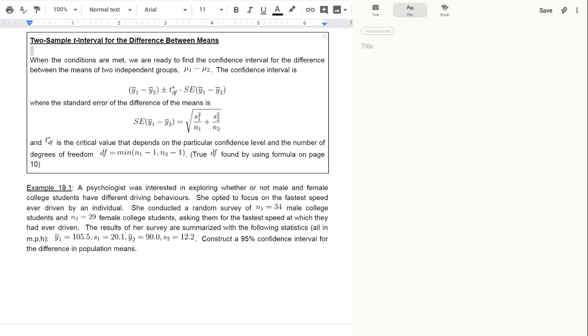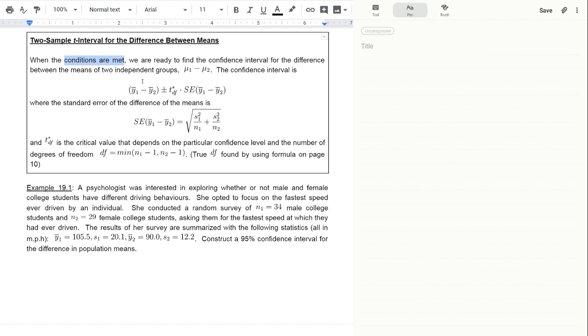Hello everyone, welcome back. In this lesson, we're going to talk about comparing the difference between two population means by using a confidence interval. This is called a two-sample t-interval. Under certain assumptions and conditions, the sampling distribution model will follow a t-distribution with a certain number of degrees of freedom. Okay, so if we want to find the confidence interval for the difference between two population means, mu1 and mu2, then we will construct the confidence interval using the following method.